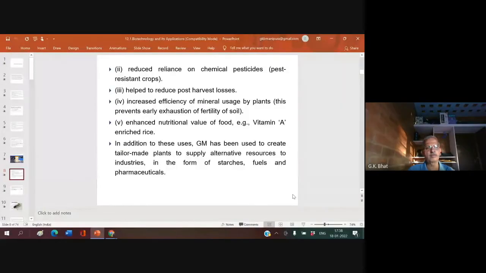GMO also increases efficiency of mineral usage by plants. This prevents early exhaustion of fertility of soil. These genetically modified organisms help us in a different way. As I have already told you, many times we use these inorganic fertilizers so much so that the soil loses its fertility. In the sense, without adding this inorganic fertilizer, you cannot grow any crop.